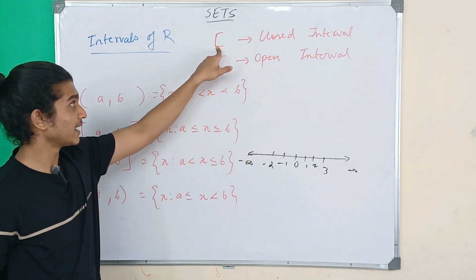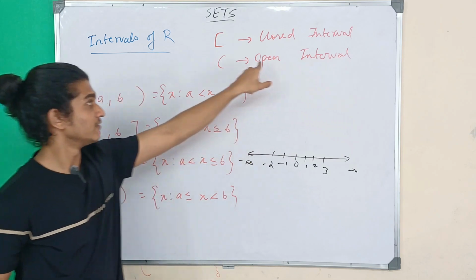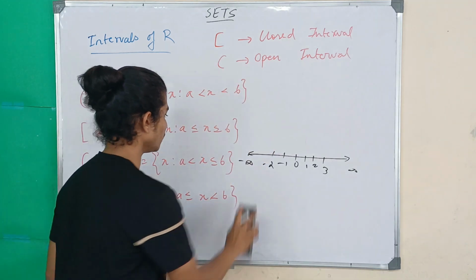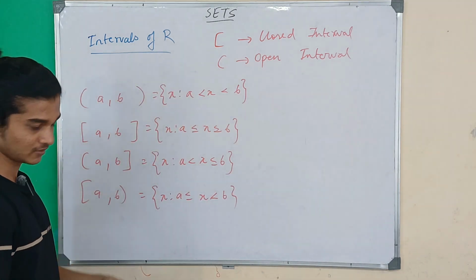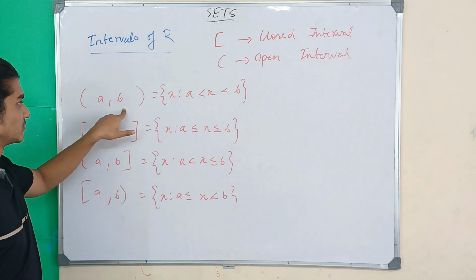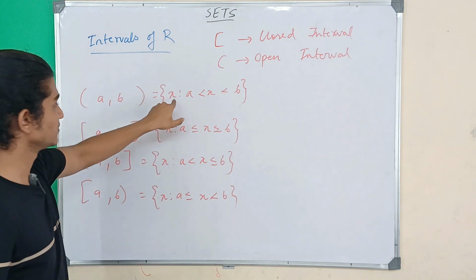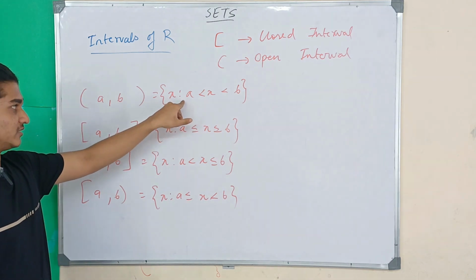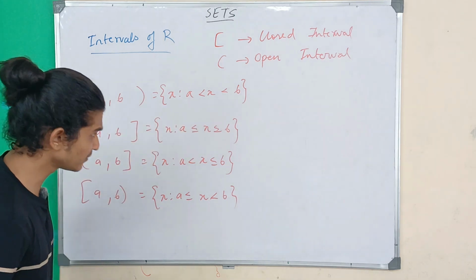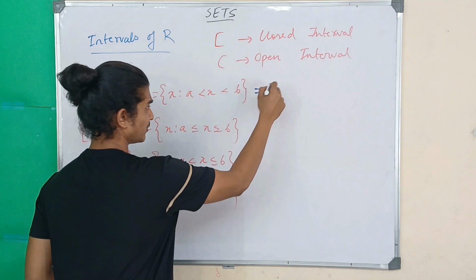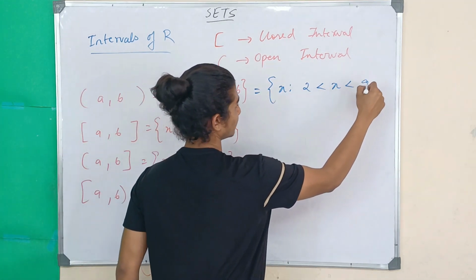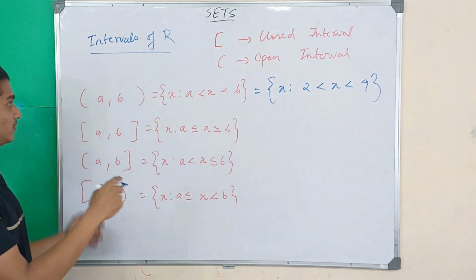This bracket is used to indicate the closed interval, whereas this bracket is used to indicate the open interval. Let me explain. The first one has both open ends, with these two numbers. The meaning of that is the set of all x such that a is less than x and x is less than b. Let me give you an example: x is between 2 and 9. This is how we write the open interval.